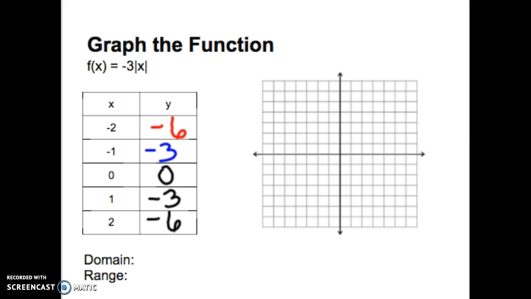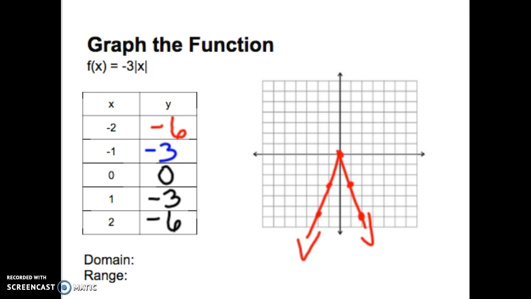What we should notice here, just like we had with quadratic equations, we have symmetry. That's because we have a minimum or a maximum value in our V-shaped graph. Go ahead and plot those points, and then we'll worry about domain and range here in a second. And the last ones are negative 2, negative 6, and positive 2, negative 6. And we have our V-shaped graph.